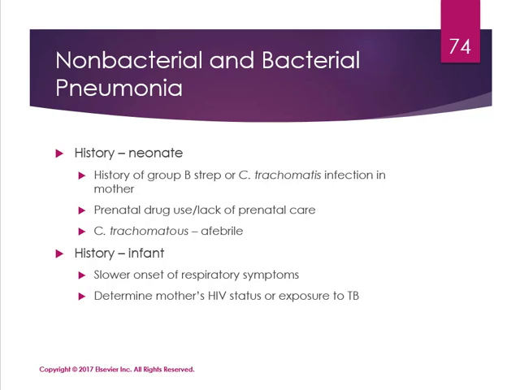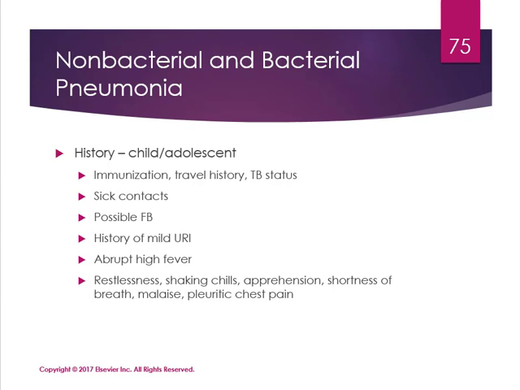inflammation. On your history in neonates, it's important to get a history of group B strep or C. trachomatis infection in the mother. You want to assess if there's been any prenatal drug use or lack of prenatal care. With C. trachomatis pneumonia, the patient may be afebrile. In infants, you may notice a slower onset of respiratory symptoms, and it's important to note whether the mother was exposed to TB or has any HIV status.